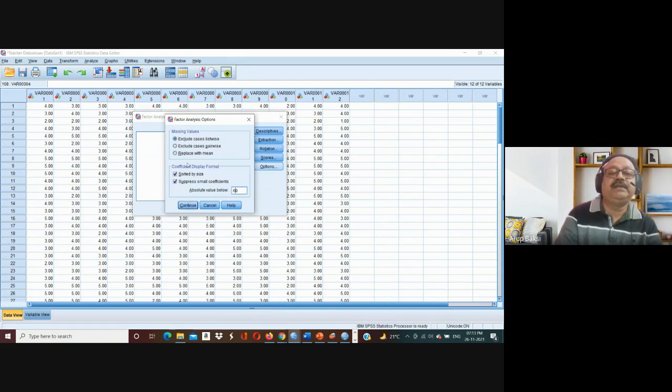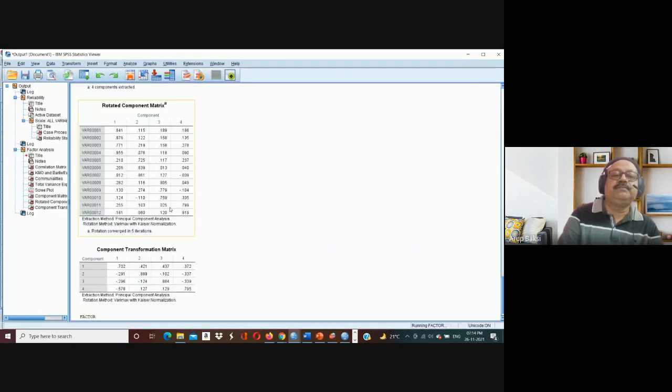So what we have done over here is two things. One is we have ensured that all the factor loadings are sorted by size, so it will go from a greater value to a lower value. And we have suppressed all the small coefficients. While ticking suppress small coefficients, we need to assign an absolute value below which all the small coefficients will be suppressed. So any value from 0.6 and above will be retained by the model. Now let us go for continue, and now we are pressing OK.